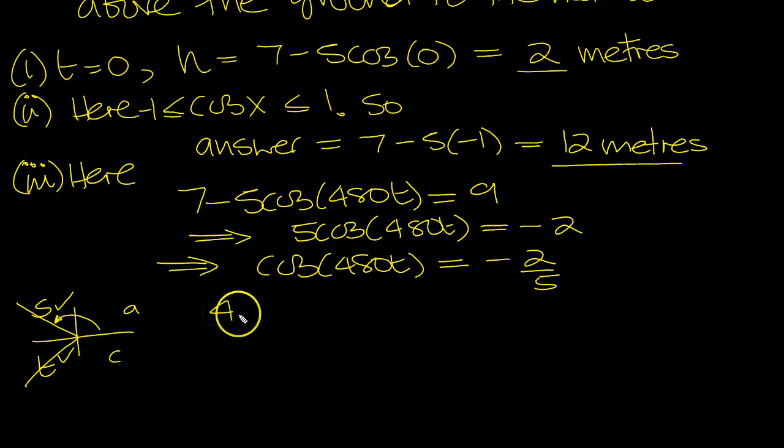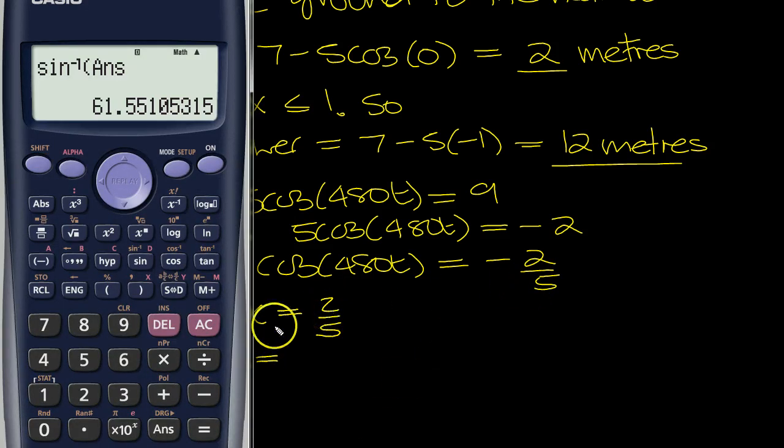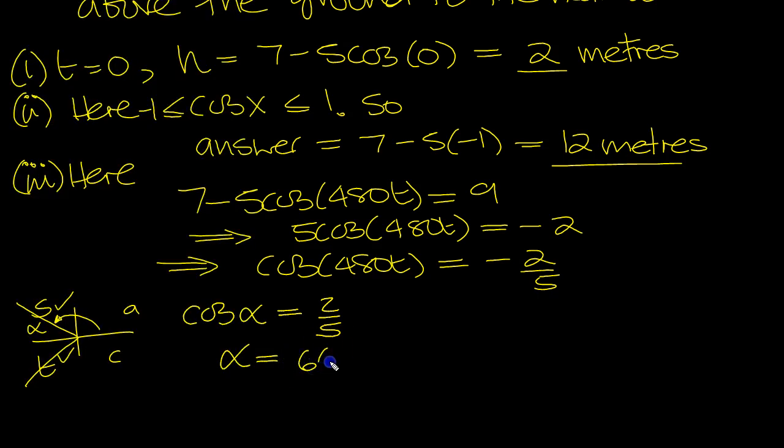Okay, so 480t then, let's just mark off alpha here. And we'll just do the trick. Cos alpha, the associated acute angle, is 2/5. Drop the negative. So we can work out alpha. Shift cos of 2/5, isn't it? 0.4. Shift cos in degrees mode of 0.4 then. That's 2/5. 66.4218.